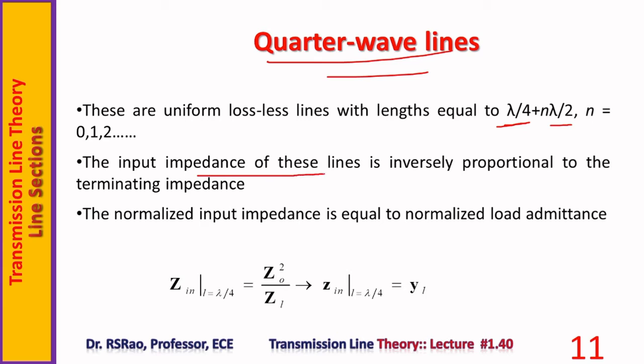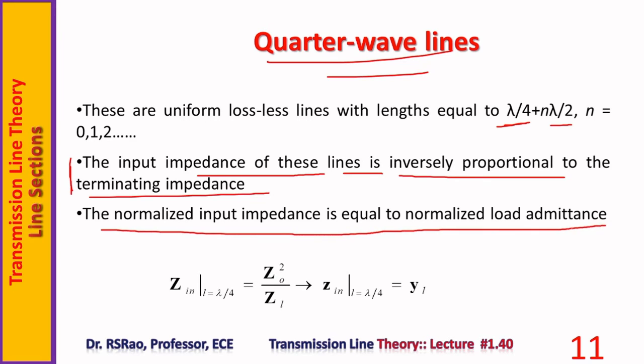The input impedance of these lines is inversely proportional to the terminating impedance. This is an important property. The normalized input impedance is equal to the normalized load admittance. Zin when the length is lambda by 4 is Z0 squared, where Z0 is the characteristic impedance of the line, divided by the load impedance.